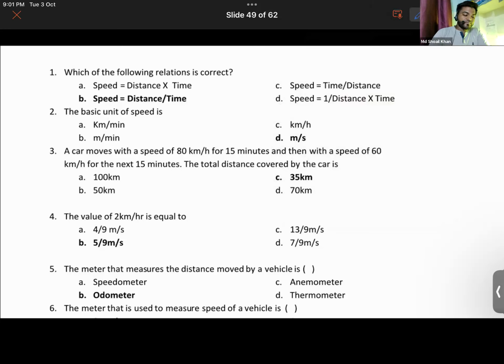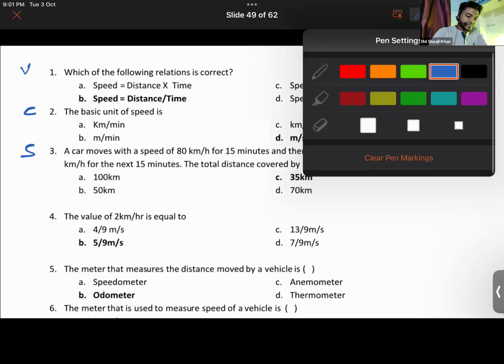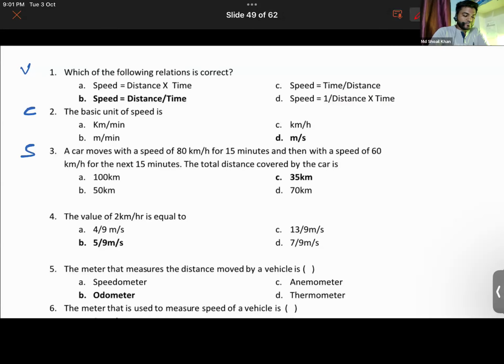Vaiga, which one would you pick? I'll choose the first one. Chakrika, the second one. Sundus, the third one. What are the answers? For the first one, it's B, speed is equal to distance upon time. Chakrika, the basic unit of speed is meter per second.